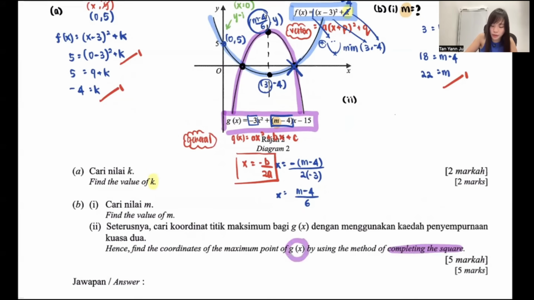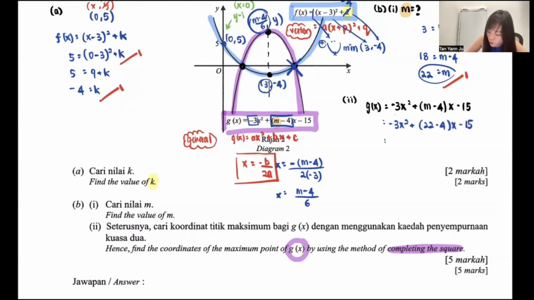So g(x) is which one? The purple color one. So guys, the purple color equation is actually this one. Okay, so now I must do completing the square. But before I start, since I already got my m as 22, let's sub in to make our life easier. So 22 minus 4x, I think is 18.